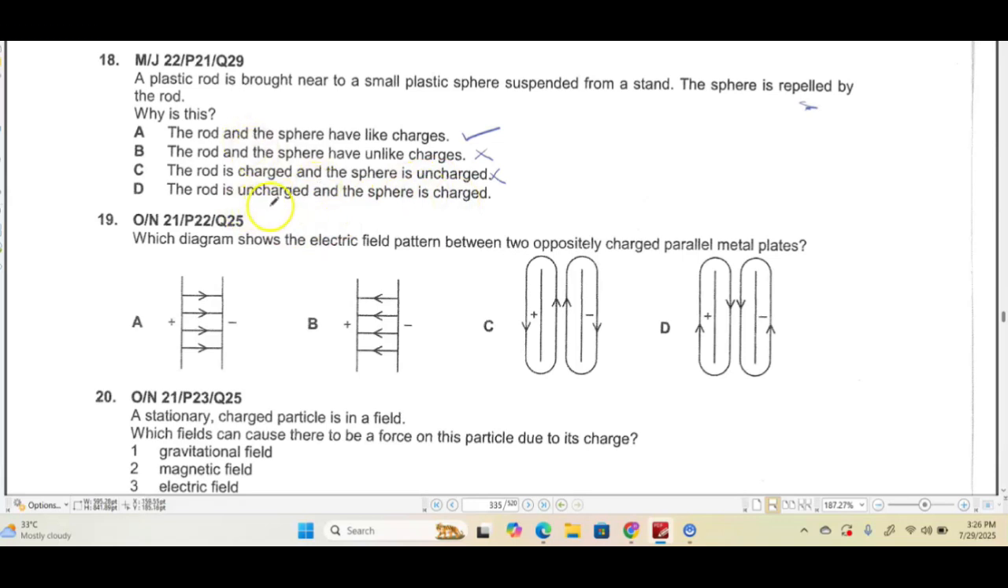नहीं, ये भी नहीं हो सकता, क्योंकि अगर ऐसा होता तो स्फीयर रिपेल ना होता, रॉड उसको रिपेल कर रही होती. ठीक है. So A is the correct option.